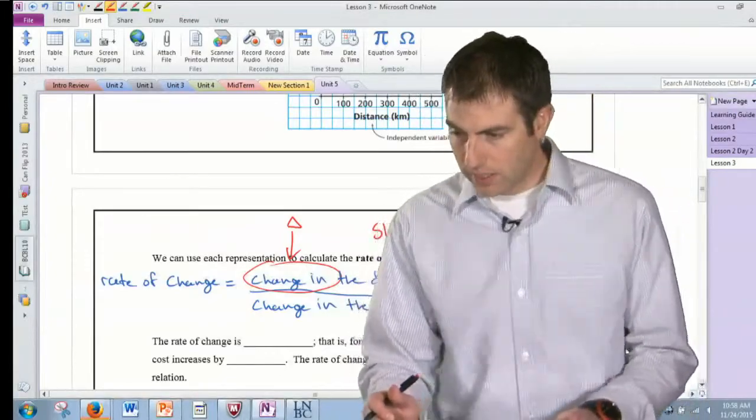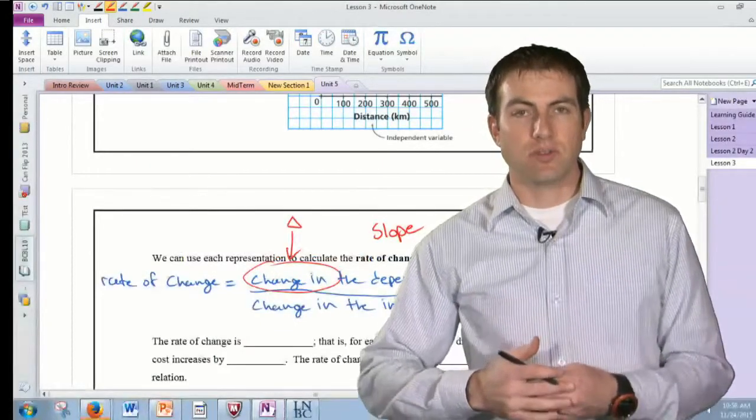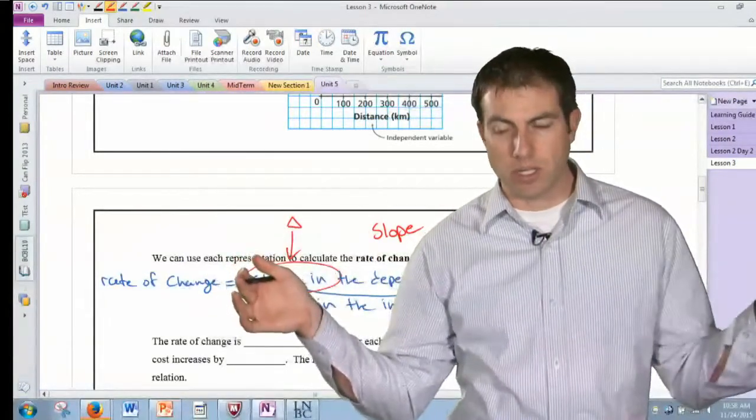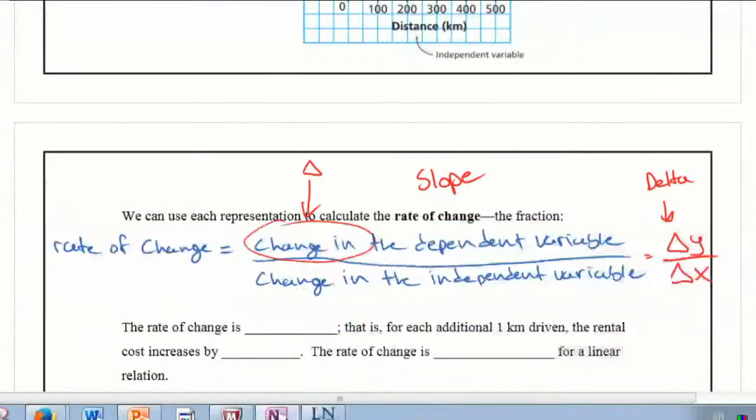So what is the rate of change? For every step, how much do we go up each 100 kilometers? In this case, for every 100 kilometers we drive, it costs us an extra $20. So the rate of change is how much it changes if we drive 1 kilometer. If 100 kilometers is $20, what does 1 kilometer work out to be? We just divide by 100. So the rate of change in this example is 20 cents per kilometer. That is, for each additional kilometer driven, the rental cost increases by 20 cents. And the rate of change is constant for a linear relation.